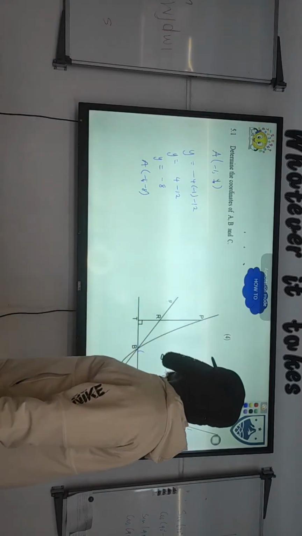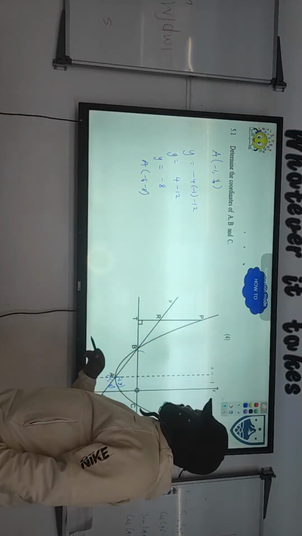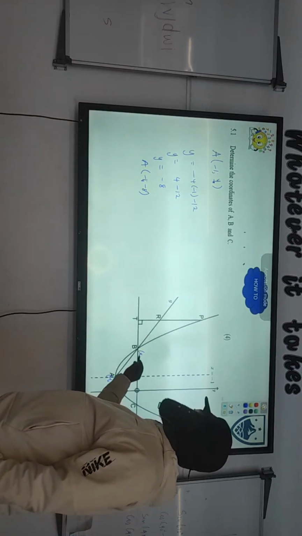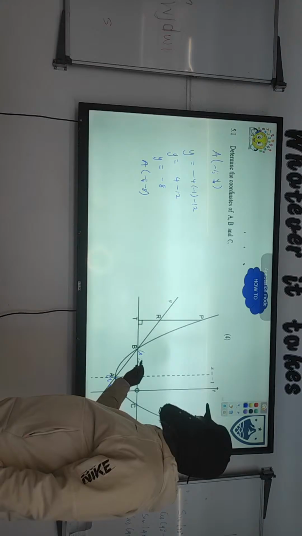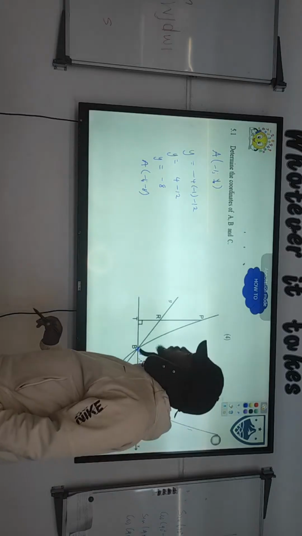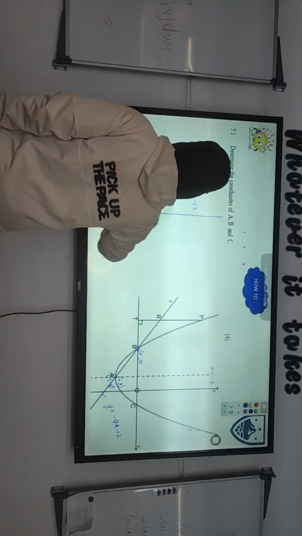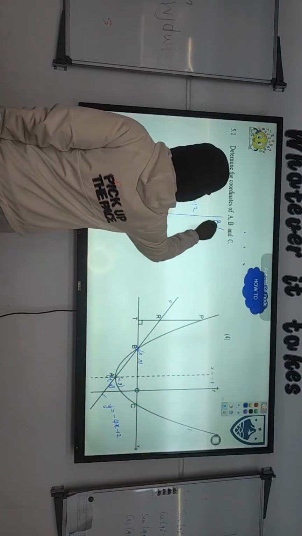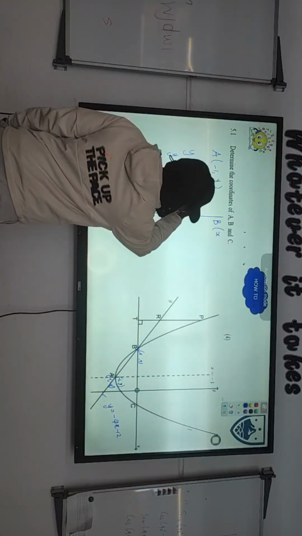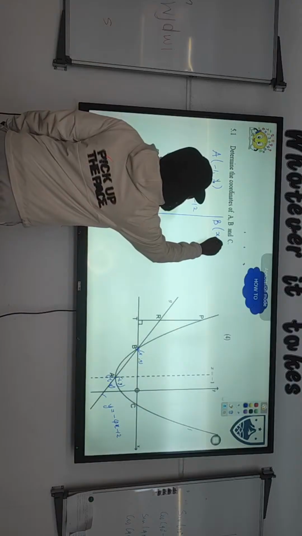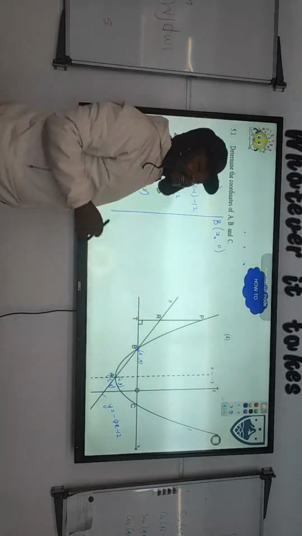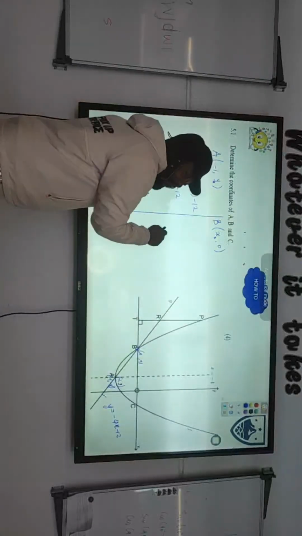And then let's look if we can find B. Remember, we are told that these are the x-intercepts. We know y is equal to 0, so we need to find the value of x here. Because the straight line is passing there, it's easier for us to find the coordinates of B. So we're looking for the x of B, and the y is equal to 0. We're using the same straight line.